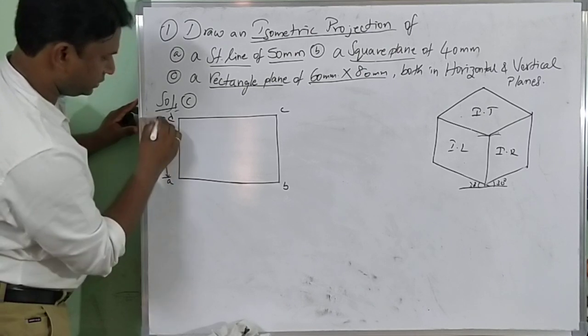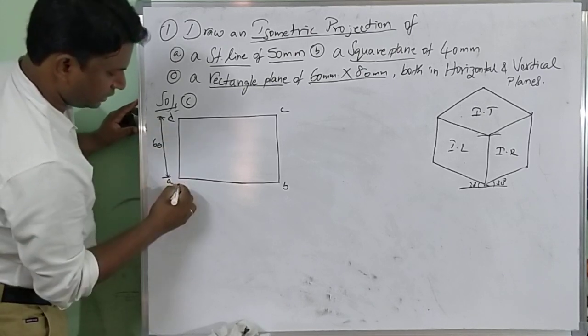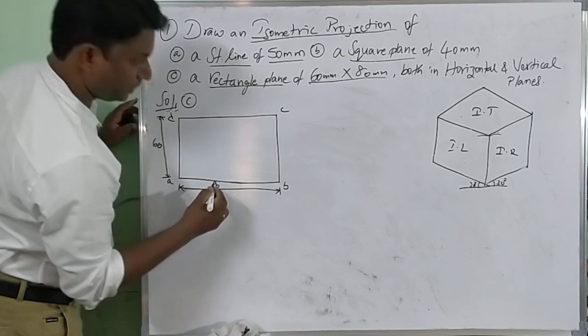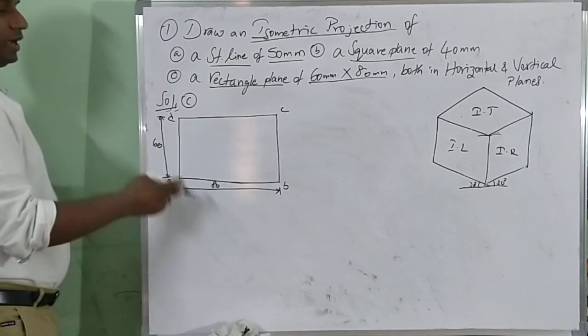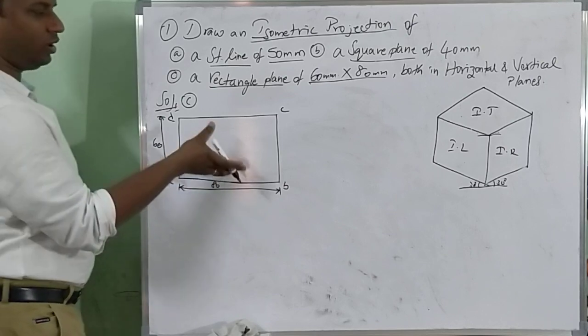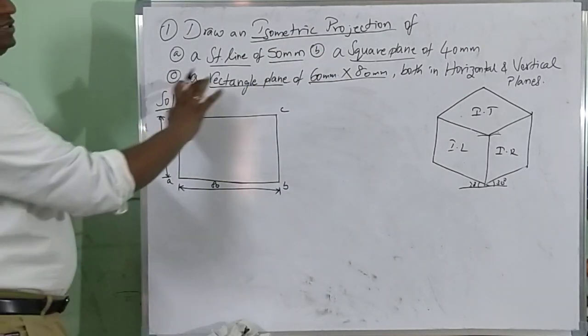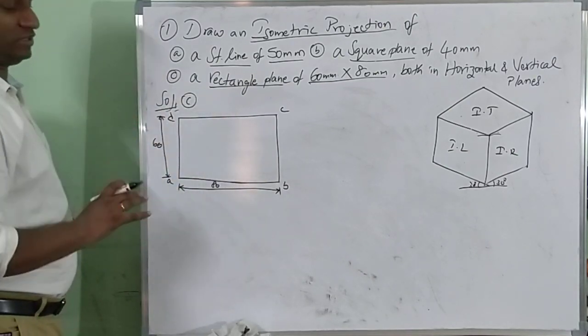This side of 60, this side of 80. 60 by 80, I am taking breadth by length. If you want, you can rotate it and draw it vertically. No problem in that, because as nothing is mentioned, I have taken this.